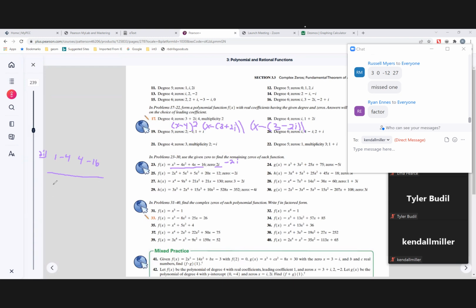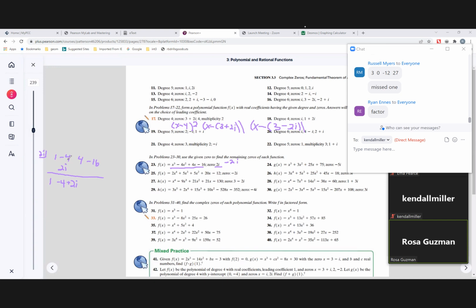Here we go. 1. This is going to be a 2i. Uh-oh, man, this is going to be messy. How do I handle that? Well, you go ahead and treat the i as if it was a variable, like an x. So we have a negative 4 plus 2i. Okay?